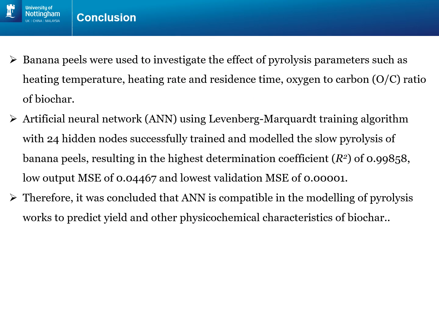So the conclusion out of this research is that out of all the training algorithms that were tried, Levenberg-Marquardt training algorithm gave us the best results for the hidden neuron of 24 with the best R square value of 0.99858 and the lowest MSE value of 0.04467.